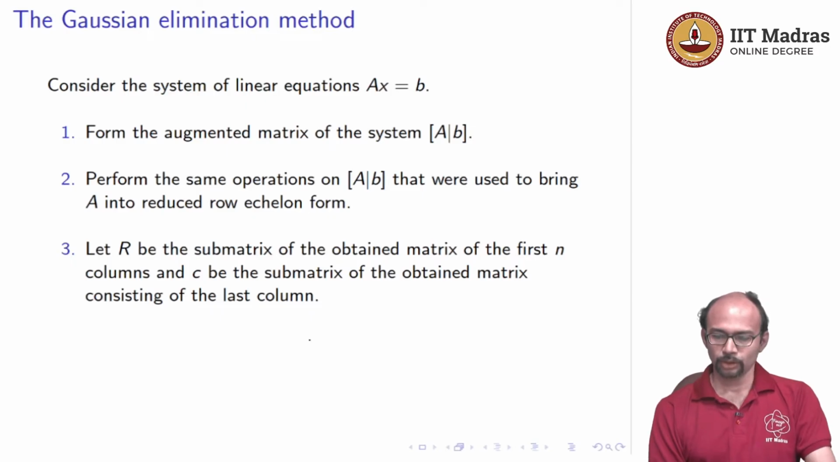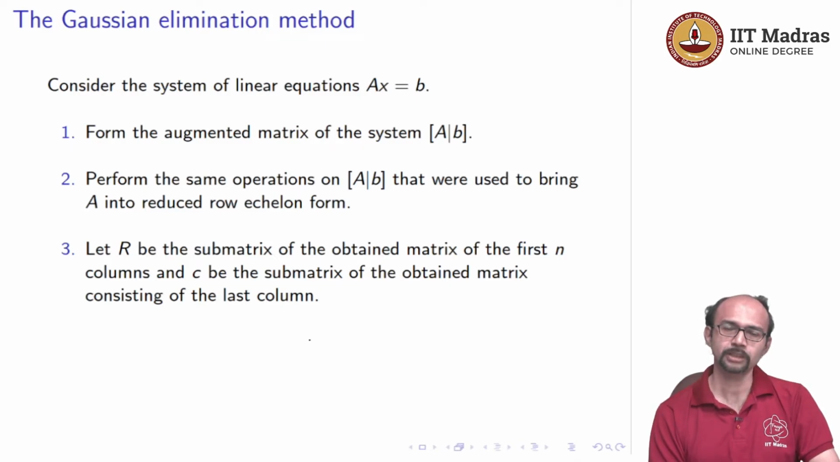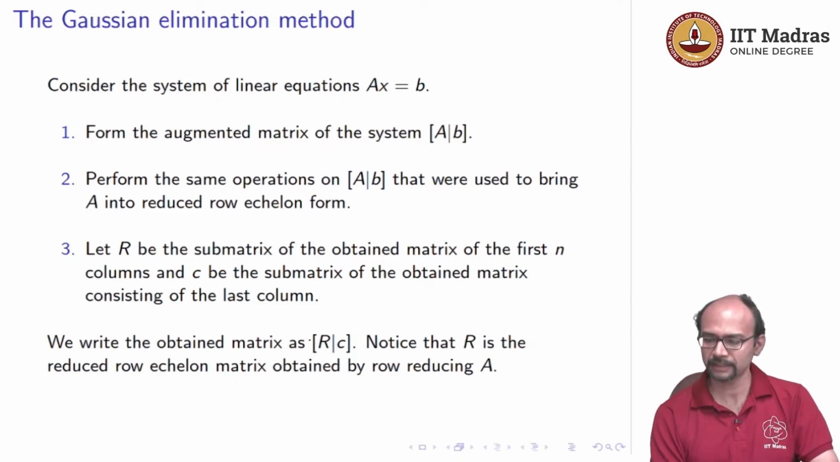So let R be the submatrix of the obtained matrix of the first n columns. After you do this process on the augmented matrix A/B and apply all these elementary row operations, in the end you will get another new matrix, again with m rows and n plus 1 columns. You look at the first n columns, and that matrix you call R, and let C be the submatrix of the obtained matrix consisting of the last column. To keep track of the first n columns and the last column, we will put a vertical line between them. So we write the obtained matrix as R vertical line C.